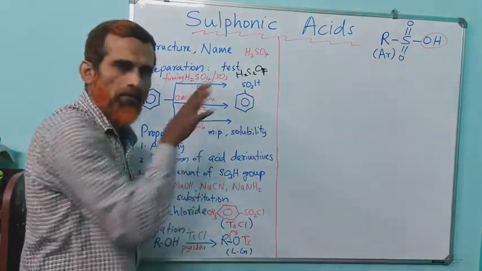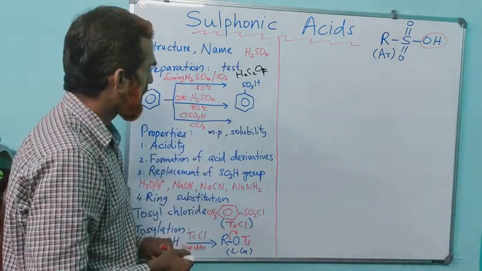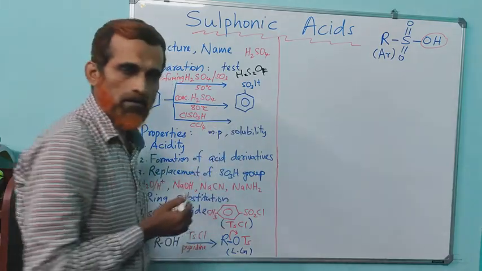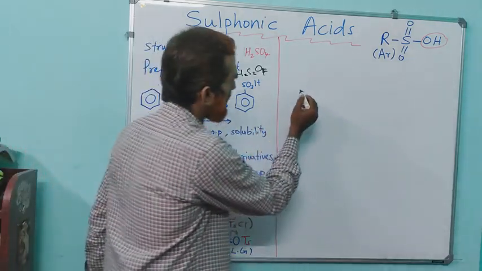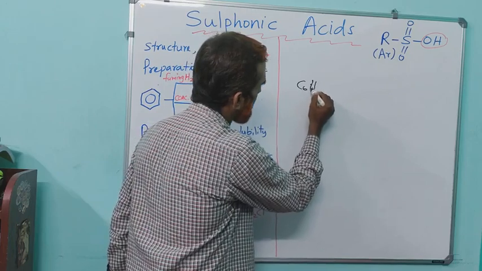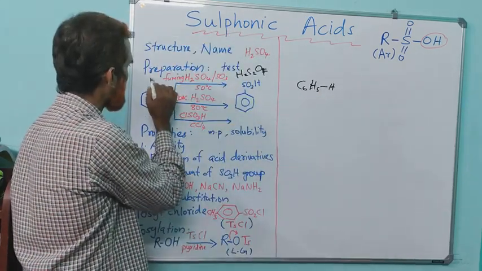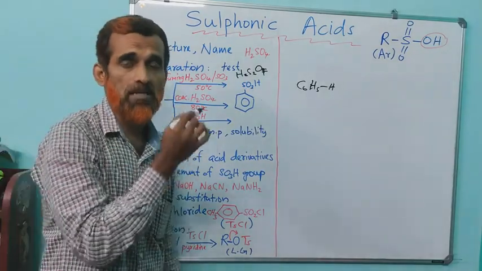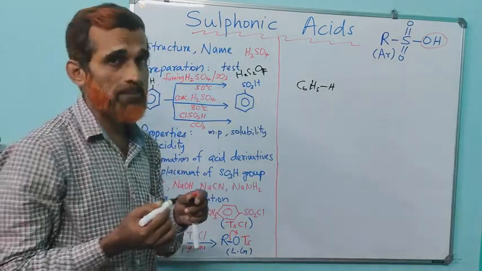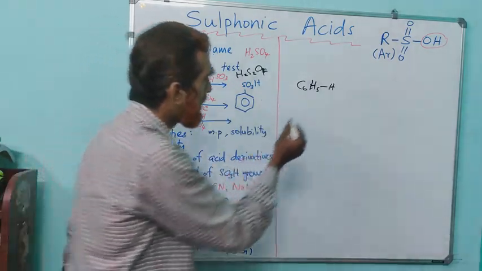You need only 50 degrees Celsius for sulfonation using fuming sulfuric acid. You get sulfonic acid. The reaction can be simply shown like this. C6H5-H, this H is replaced here, isn't it? It's one of the characteristic electrophilic aromatic substitution reactions of benzene. H replaced by the SO3H group.